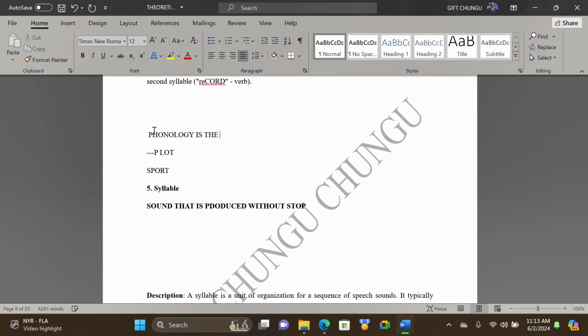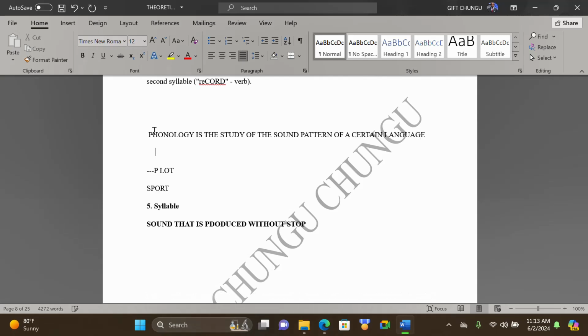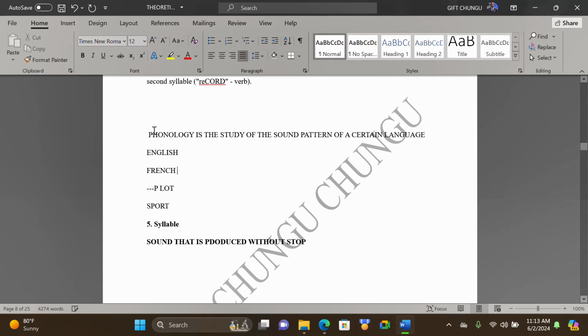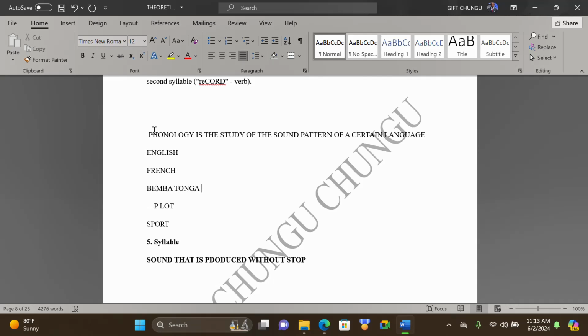Phonology is the study of the sound pattern of a certain language. So when we are looking at a certain language, there are a lot of languages. For example, we have English, we have French, we also have Bemba, Tonga. These are all languages. Now, these languages have what we call sound pattern.